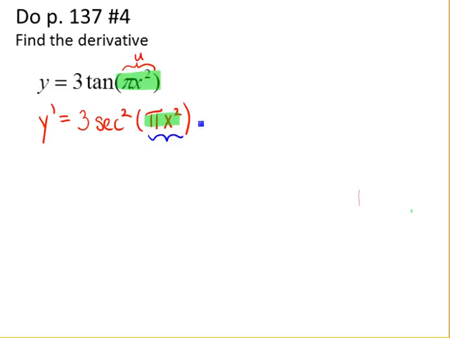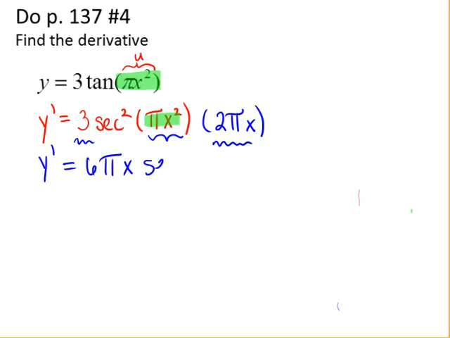The derivative of what's inside then is 2 pi x. I would rewrite this. I would put together my 3 and my 2 pi x. That would give me a 6 pi x times secant squared pi x squared. That's as far as I would simplify this problem. Moving on to another example.